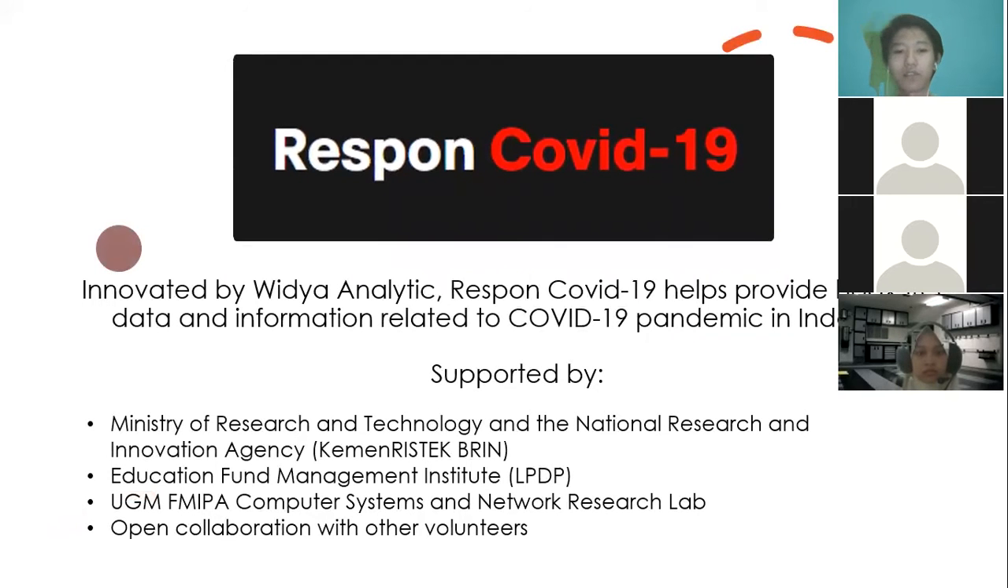Respond COVID-19 is the result of innovation by a startup named Vidya Analytic. It aims to provide hoax-free information and data related to the development of the COVID-19 pandemic in Indonesia. As a mitigation measure, this approach was developed with the support of the Ministry of Research and Technology and the National Research and Innovation Agency, the Education Fund Management Institute, the UGM FMIPA Computer Systems and Network Research Lab, including open collaboration with other volunteers as well.